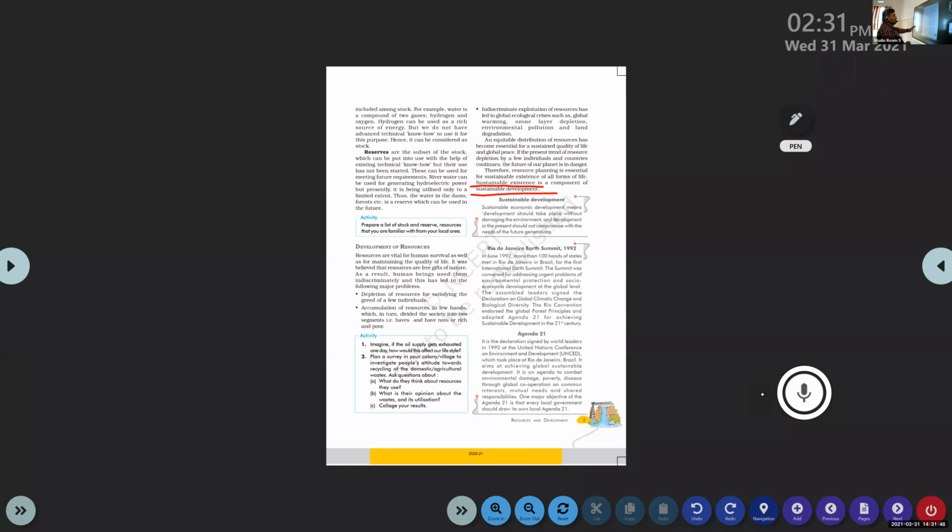So there's a question for you people. Write down the question. What is sustainable development? Answer is here itself. Sustainable economic development means development should take place without damaging the environment. What is sustainable development? We want to achieve development, but without harming the environment. And development in the present should not compromise with the needs of the future generations. So we are able to use the resources, but it should not create any problem for the future generation.